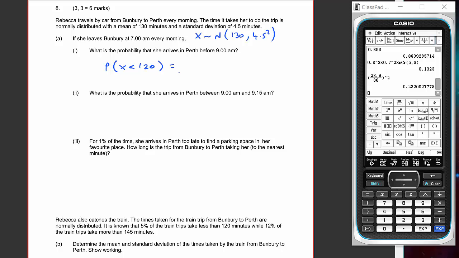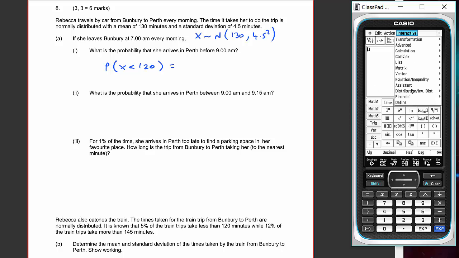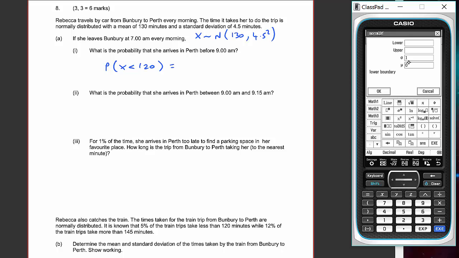So that's just going to be, I think we might clear some space here. So interactive, distribution, continuous, normal CDF. Less than 120, so 120 is the upper. The lower would be negative infinity, and the upper would be 120. And the sigma here we know is 4.5, and the mu is 130. So that gives me 0.0131.